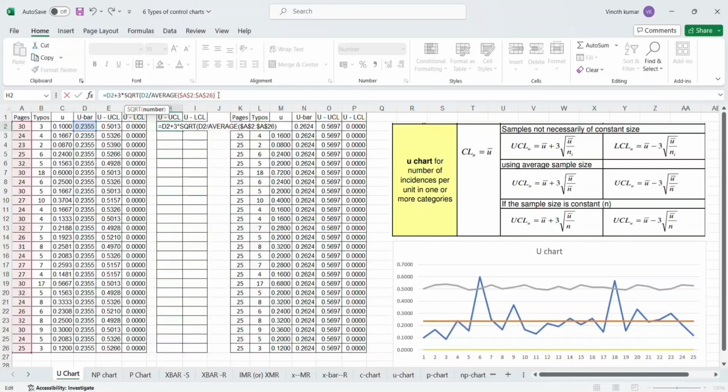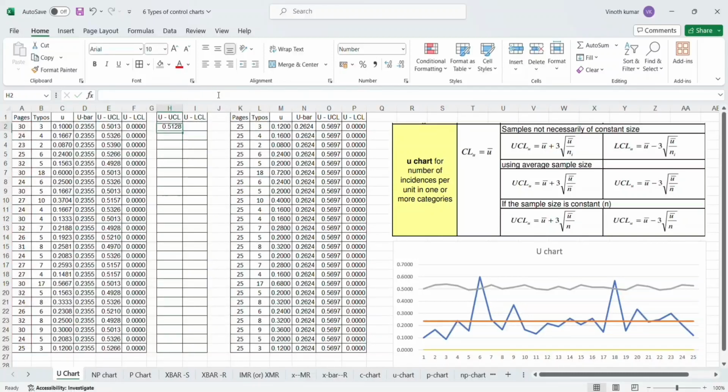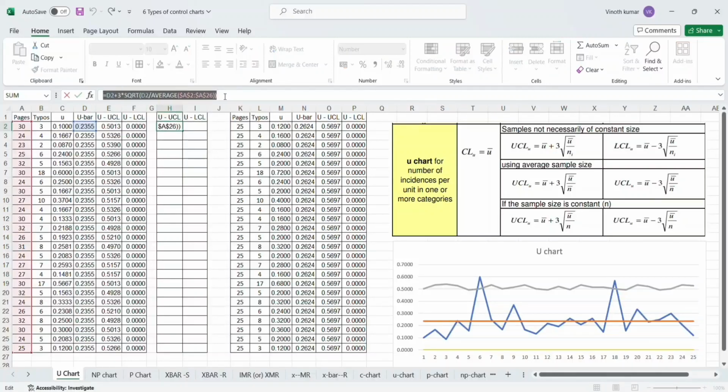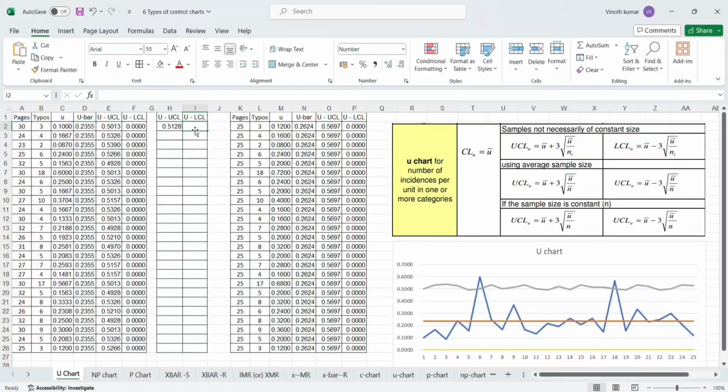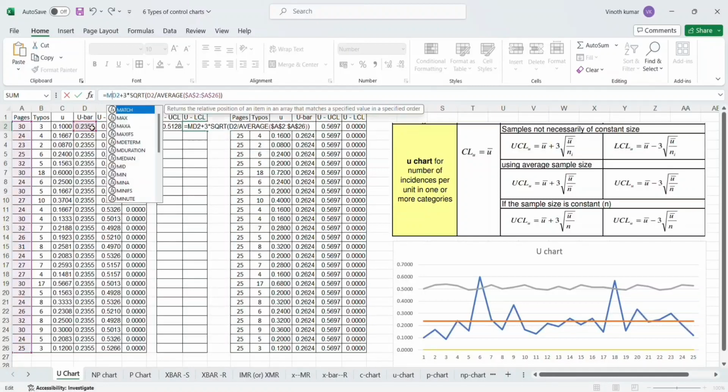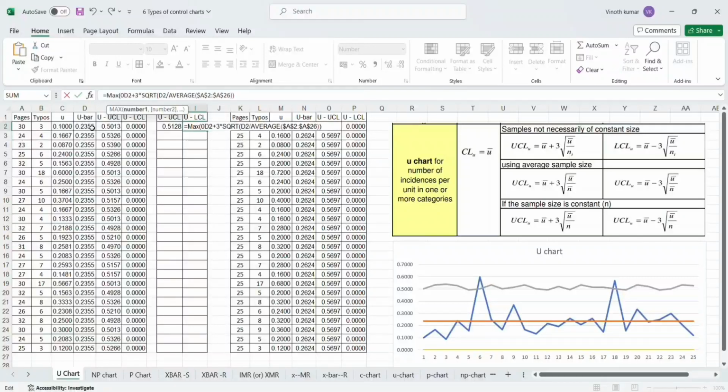So let me close this. It is pretty much the same formula for the lower control limit. The only difference is, as we always do, we will add a small function here, which is max of 0 or this value, and instead of a plus sign we are going to have a minus sign, and we are going to close the brackets.